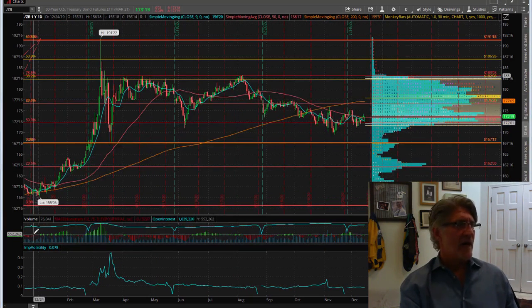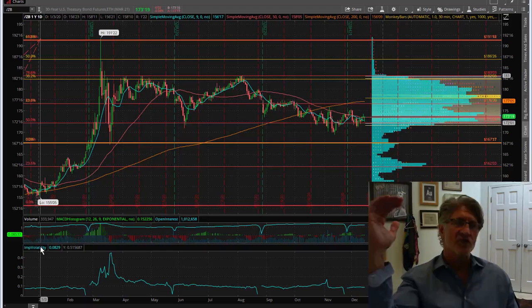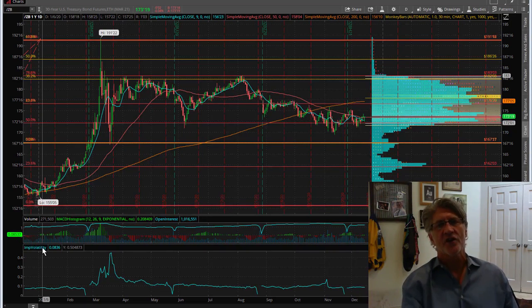All right, bonds. Bonds are unchanged for the most part right there at the point of control. Again, I would like to see bonds move higher as well, because that means interest rates are going to go down.